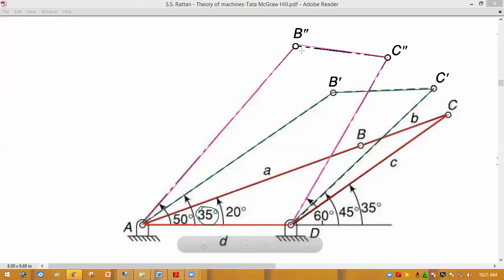So we have completed the three positions of the 4-bar chain mechanism. In the question, they will give the three positions: three input angles and three output link angles will be given, and we have to find out the magnitude of links AB, BC, CD, and AD. Then we have to construct the actual mechanism.